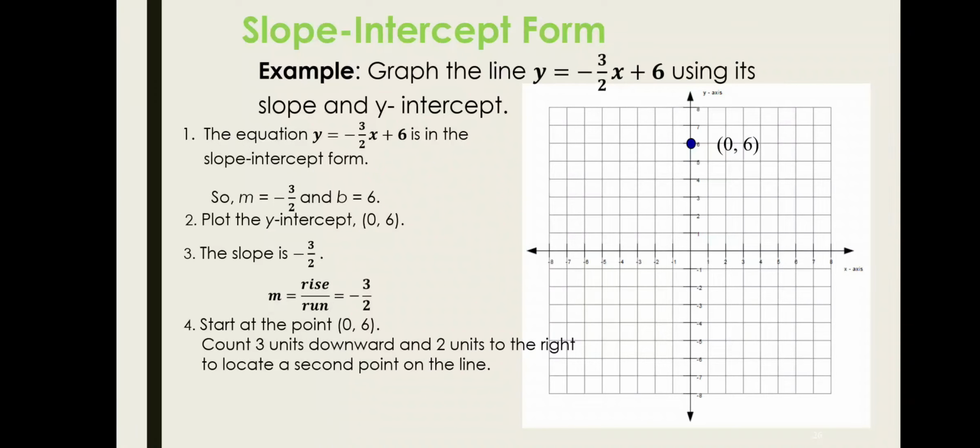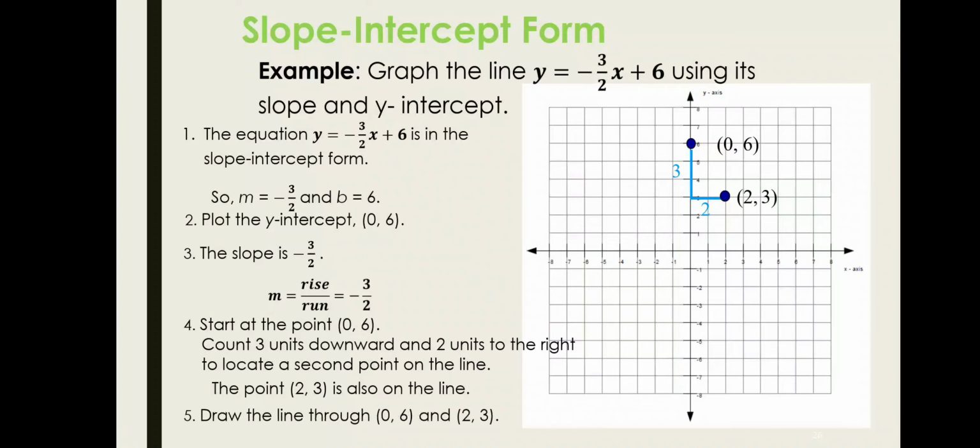From our first point (0, 6), count 3 units downward since the slope is negative. So we have to count 3 units downward from the first point (0, 6) and 2 units to the right to locate a second point on the line. The point (2, 3) is our second point. Step 5. Next, draw the line through (0, 6) and (2, 3). We now have the graph of y equals negative 3 over 2x plus 6.